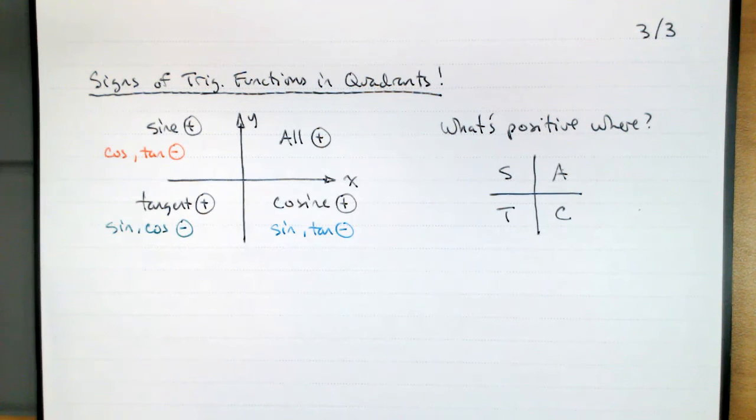I haven't even really explained what I'm talking about when I say what's positive where. But what I mean is that in the second quadrant, the sine of any angle in the second quadrant will be positive. The cosine of any angle in the second quadrant is negative. The tangent of any angle in the second quadrant is negative. And so on. In each quadrant, aside from the first where everything is positive, there's only one that's positive. So it's convenient to remember what's positive where. If you remember what is positive, that'll help you remember what isn't positive. So just remember what's positive where.